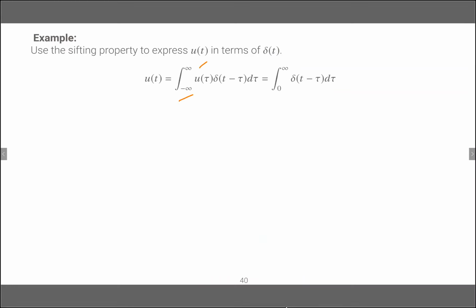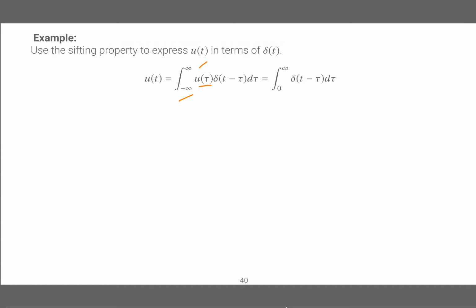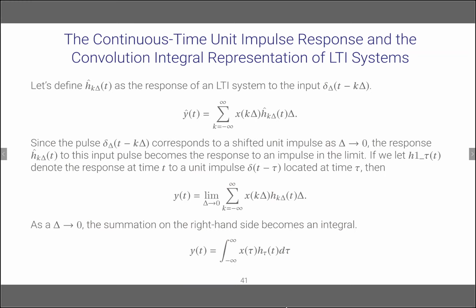Here you can see u(τ) is non-zero from minus infinity to 0. You can write it like that, and during this interval it is equal to 1. Okay, so let's move forward. The continuous time unit impulse response and the convolution integral representation of an LTI system.